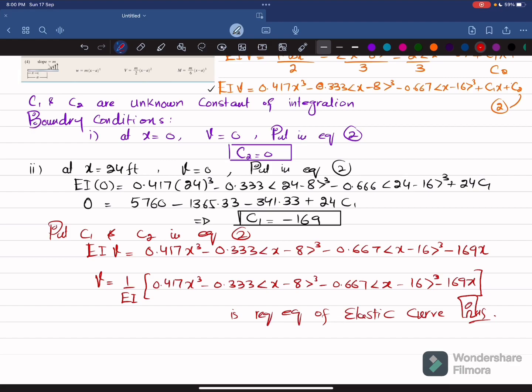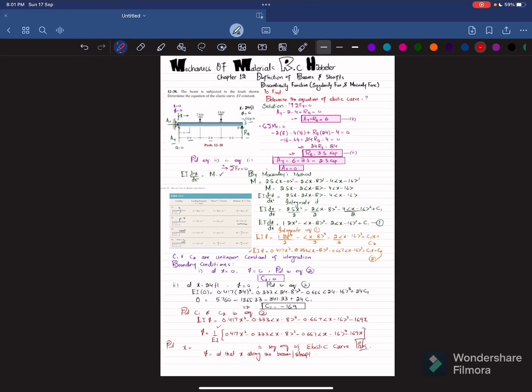If you want to find the deflection at any point x, put the value of x in this equation, along with E and I. You will get the deflection value at that x along the beam length or shaft length. And that was all about this problem 12-38.